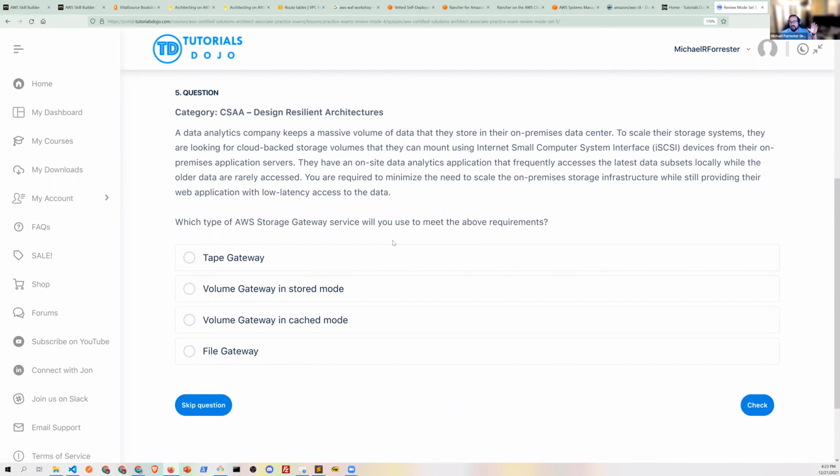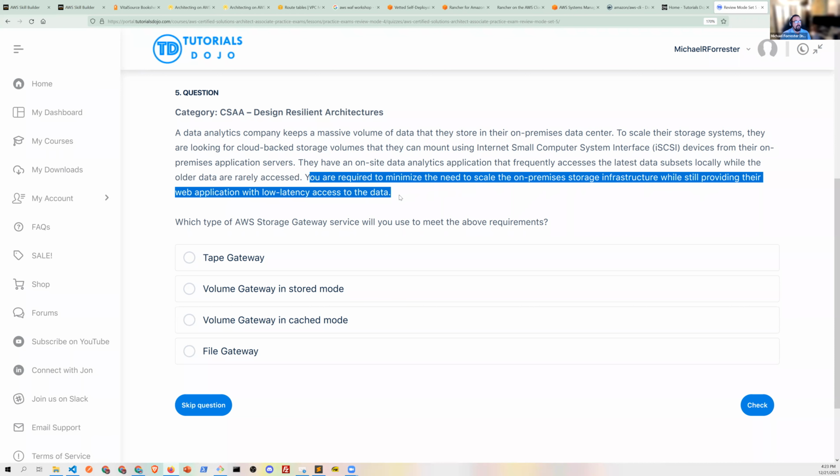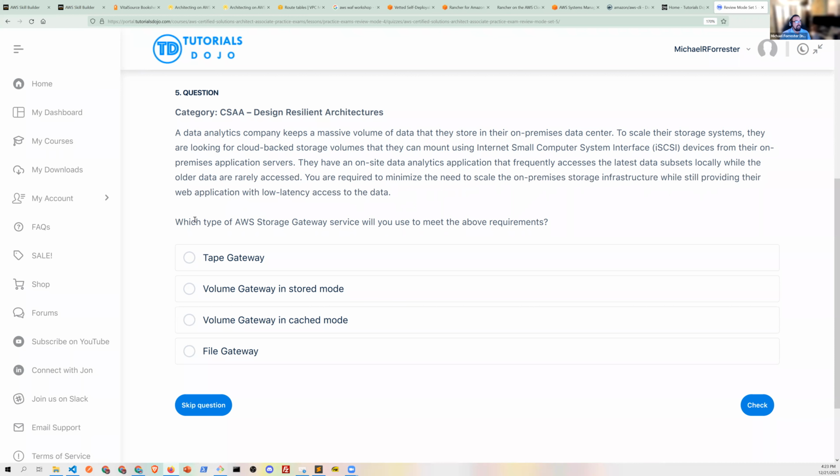A data analytics company has a massive volume of data. They store it on their on-premise servers. To scale their systems, they're looking for cloud-backed storage volumes they can mount using iSCSI from their on-premise application servers. They also have on-site analytics that frequently accesses local data subsets, while the older data sets are rarely accessed. You are required to minimize the need to scale that on-premise storage infrastructure while still providing low latency access to recent data. So which type of Storage Gateway service will you need to meet the above requirements?